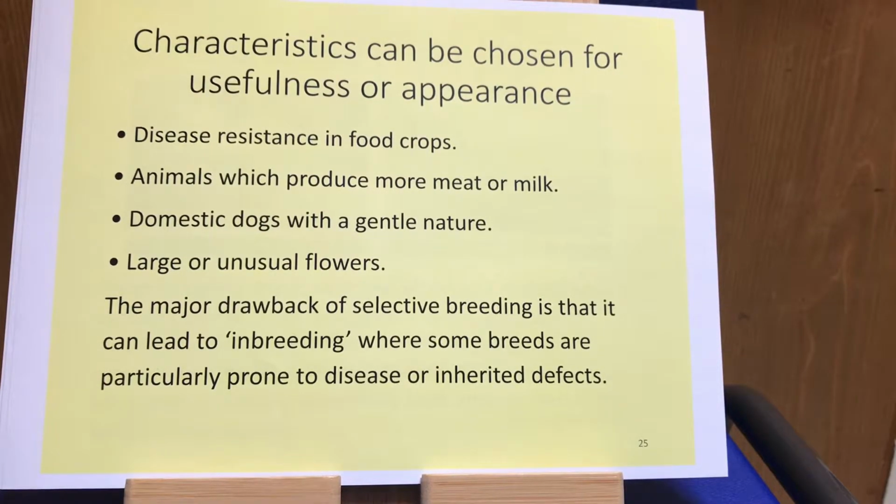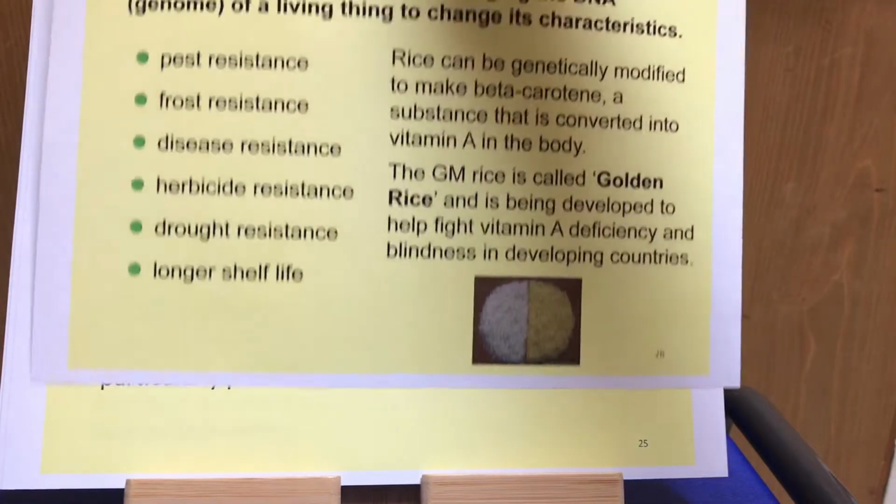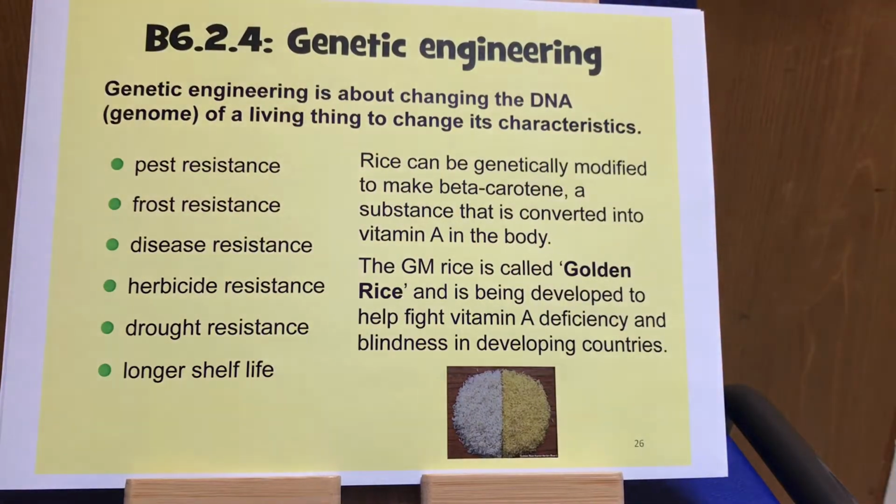Okay, with this process of selective breeding, we can get inbreeding. That means that you get breeds that are prone to disease or inherited defects, and that can happen where a small population of individuals is used. It's gone to genetic engineering.